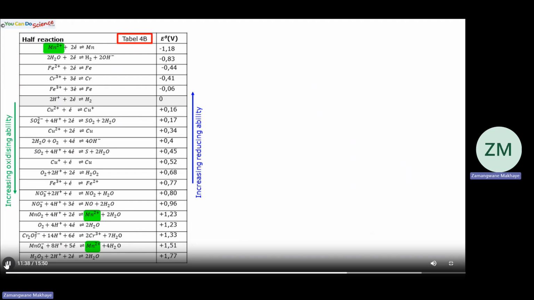Manganese 2+ ion. Water with no other elements except hydrogen and oxygen. Iron 2+ ion. Chromium 3+ ion. Iron 3+ ion. Copper 2+ ion. Sulfur dioxide. Copper +1 ion. Hydrogen peroxide. The nitrate ion.